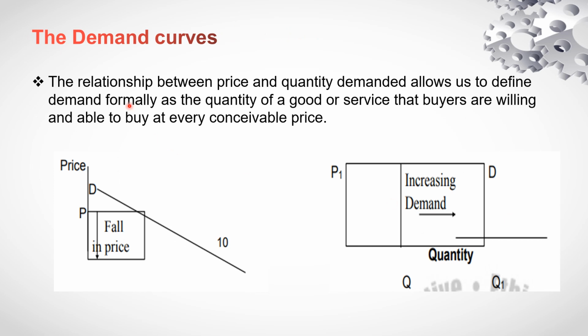The demand curve shows the relationship between price and quantity demanded. See what happens if the price is high. If the price is high, the demand is less, but as the price goes down, the demand increases. This is what we are looking for: the buyers are willing and able to buy at convenient prices.